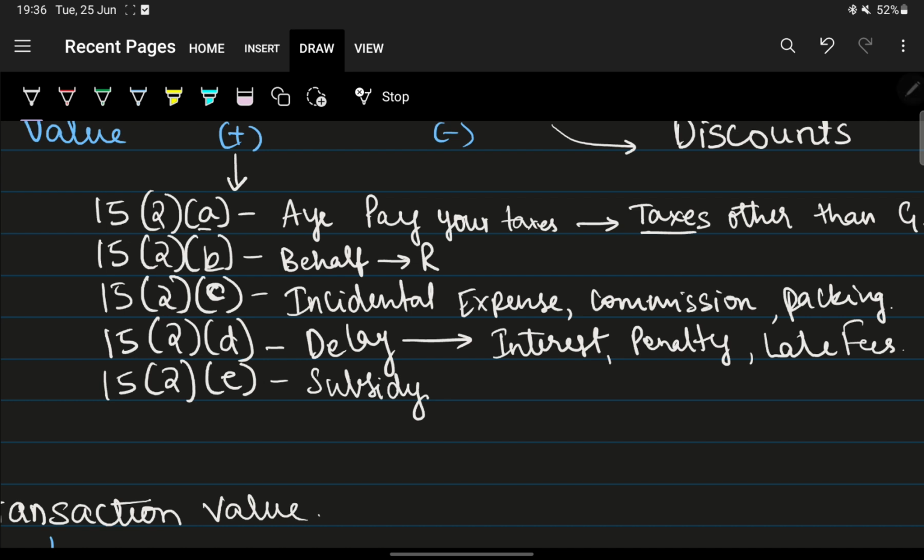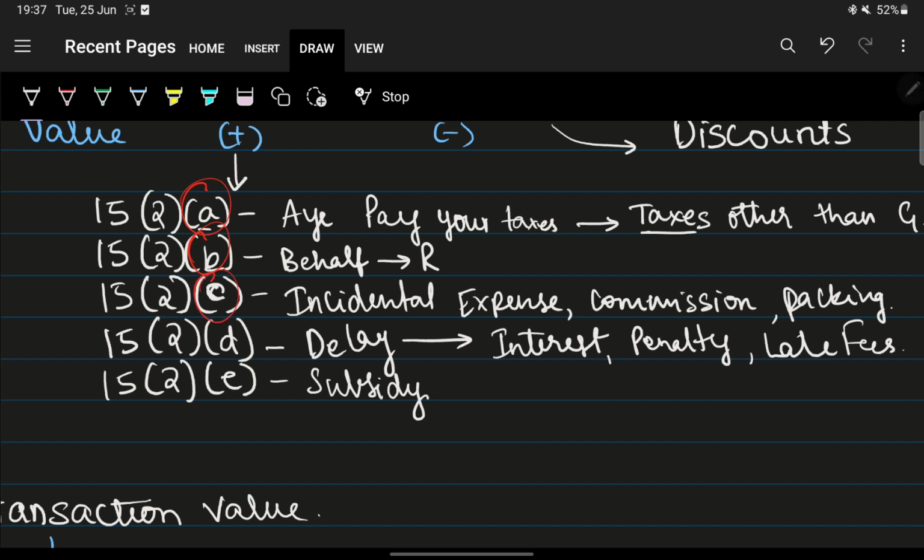So I'll just recap again. A is A, pay your taxes. What do you remember by that? You remember that any taxes paid other than GST and TCS are to be added to the value of supply. Next, in clause B, you're paying on behalf. If any amount is paid or payable by the recipient to a third party to whom the supplier was liable, then such amount is to be added to the value of supply, right?